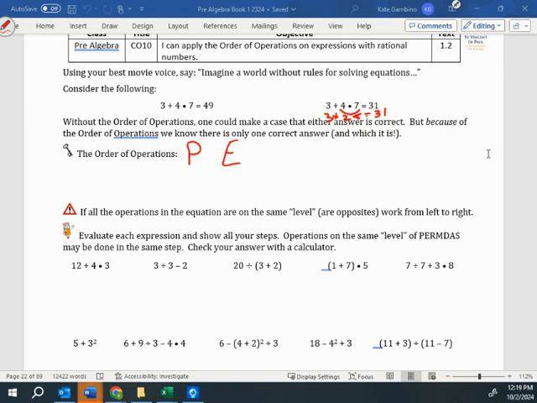So if we have PEMDAS, what does the P stand for? Parentheses. That is the very first thing we do. If there are any parentheses in our equation, we do what's inside of the parentheses first. And inside that parentheses, you still follow the order of operations. So if they had 3 plus 4 times 7 inside of parentheses, you would still have to multiply first and then add.